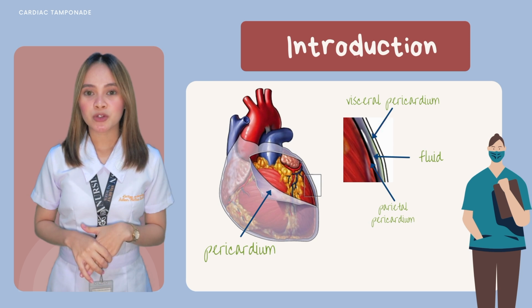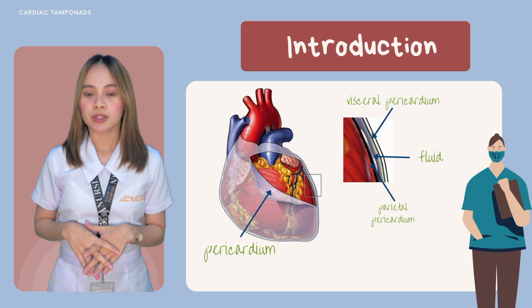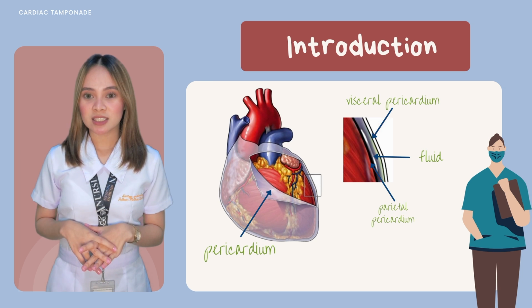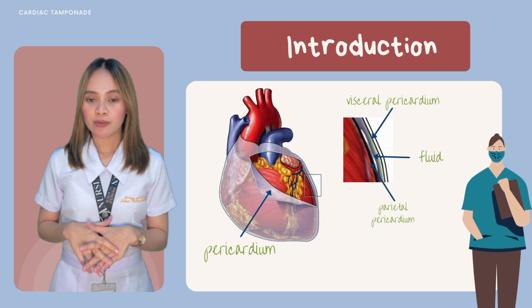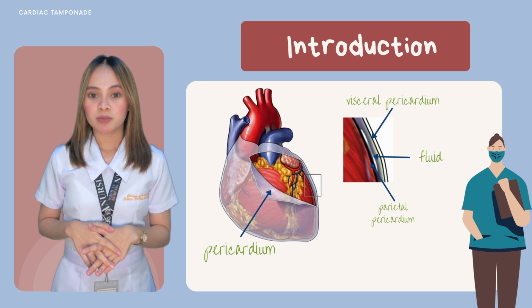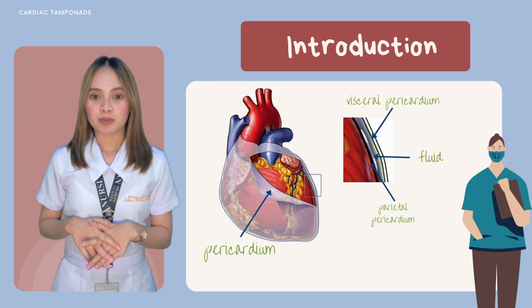So here's a brief introduction of what is cardiac tamponade. In our heart, there is a fibrous sac called the pericardium that surrounds the heart. This sac is made of two thin layers. Normally, a small amount of fluid is found between these two layers. The fluid prevents friction between the layers when they move as the heart beats.